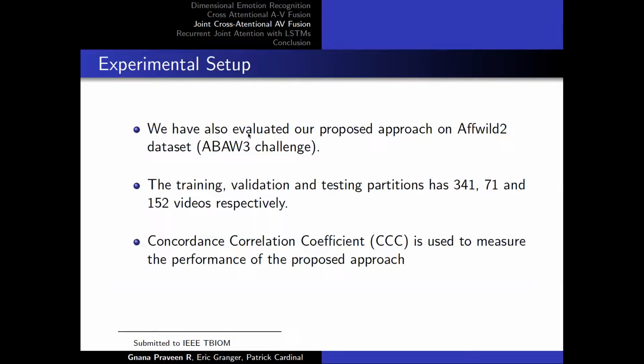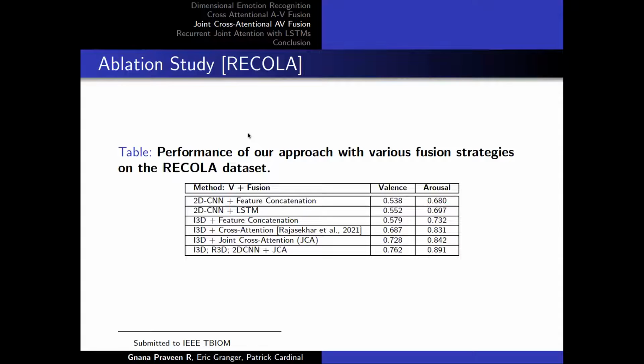So yeah, and we have done some experiments with the AffWild2 dataset. AffWild2 dataset is one of the major ones. It is the largest dataset in the field of affective computing, and it's a wild dataset. It's captured from YouTube, and it has 341 training videos, 71 validation and 152 as testing videos. Yeah, and we also did some experiments with RECOLA as well.